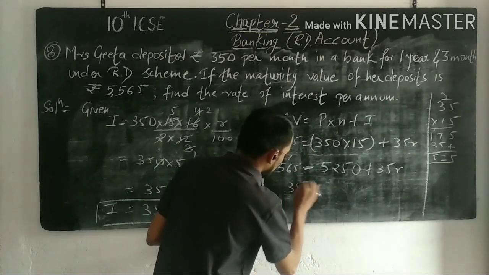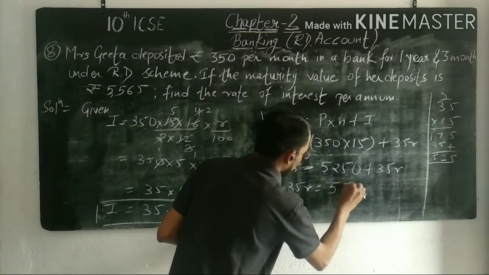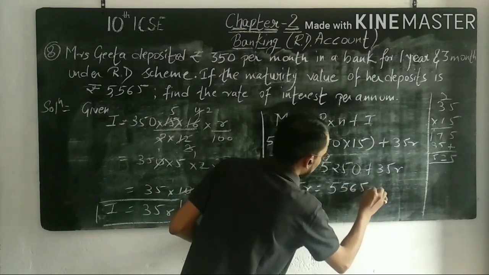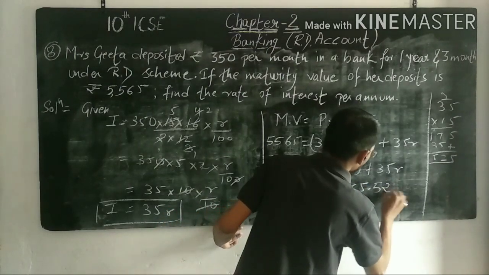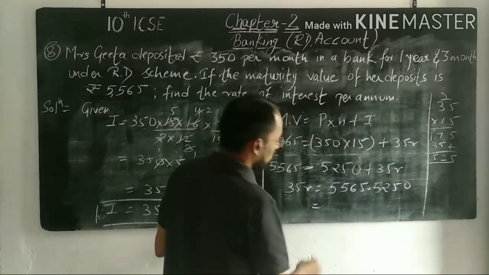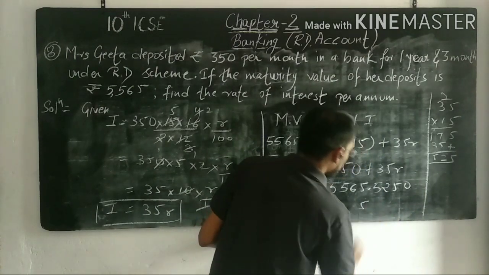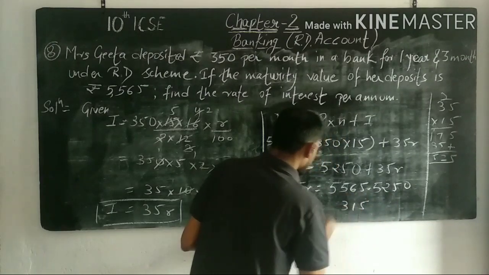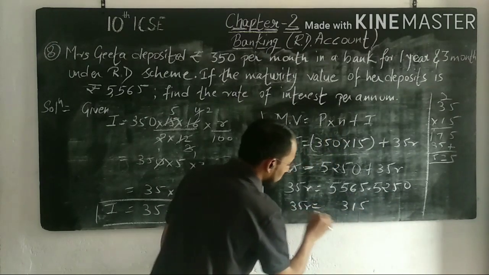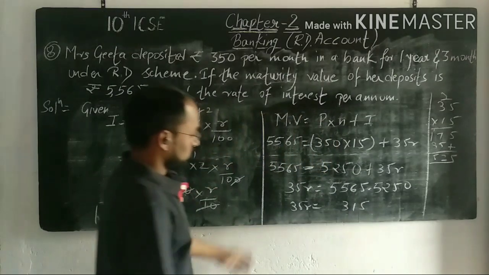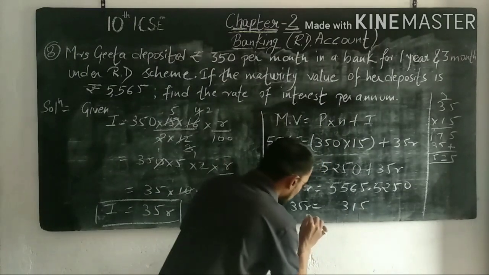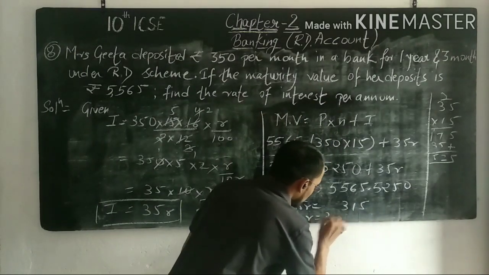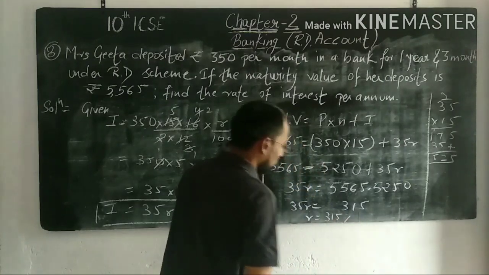So 35R equals 5565 minus 5250. On subtracting, we obtain 315. So 35R equals 315, and the value of R is 315 divided by 35.